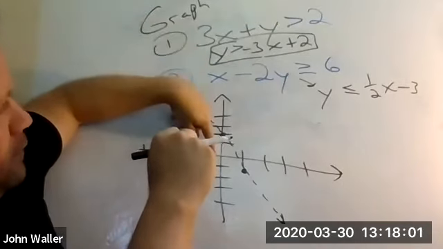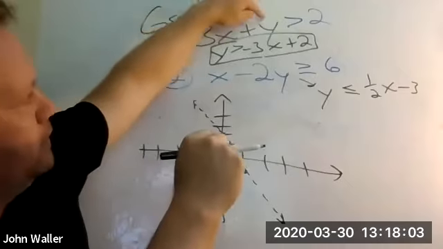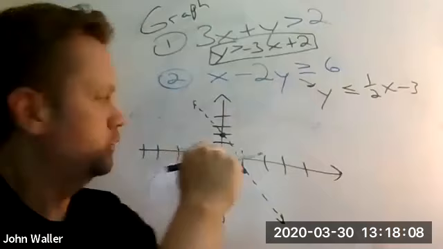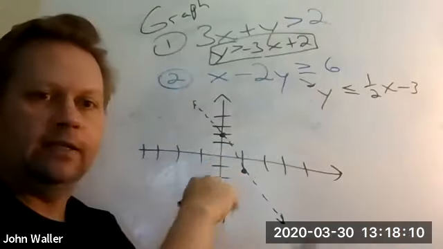If you did 0, 0, is 0 plus 0 bigger than 2? Is 0 bigger than 2? No. So I'm not going to shade in the direction of that because the thing didn't work.